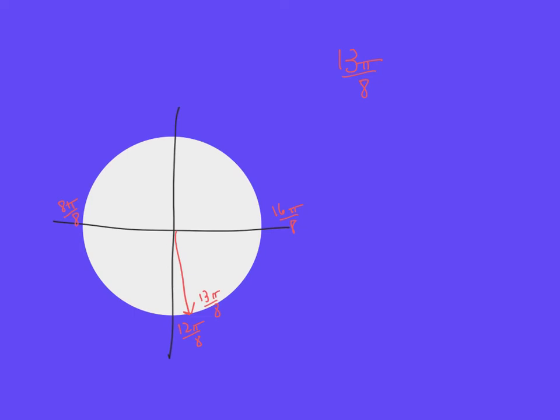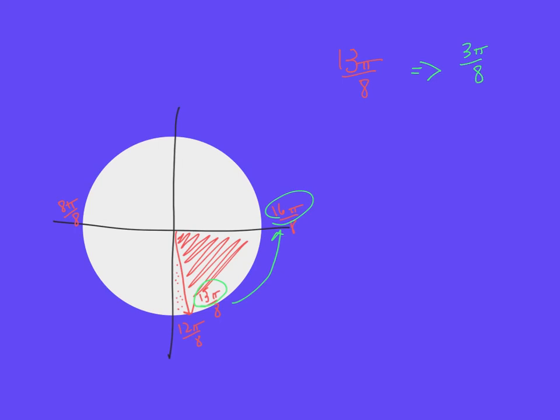So keep in mind, the reference angle is acute and made with the x-axis. I realize that this little one over here, right, I'm putting some dots in there, I know that that is more acute, but it's not made with the x-axis, so you don't get to use it. So the question is then, if I'm trying to get from 13 pi to 16 pi, how many pi's is that? Well, it's 3 more pi over 8. Don't forget the denominator.